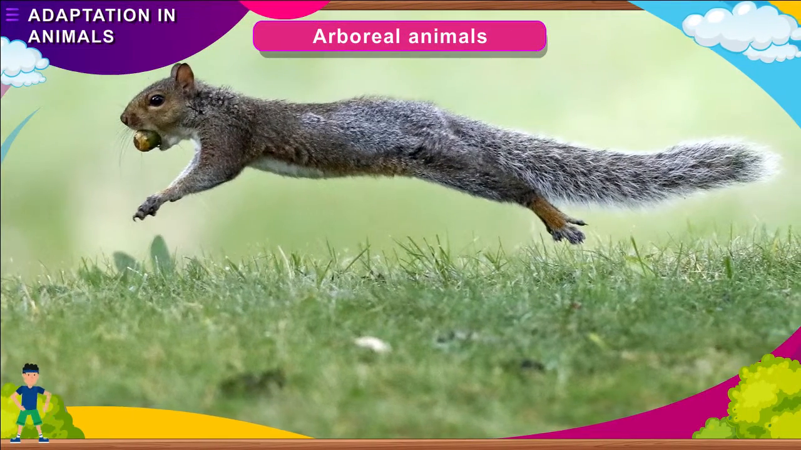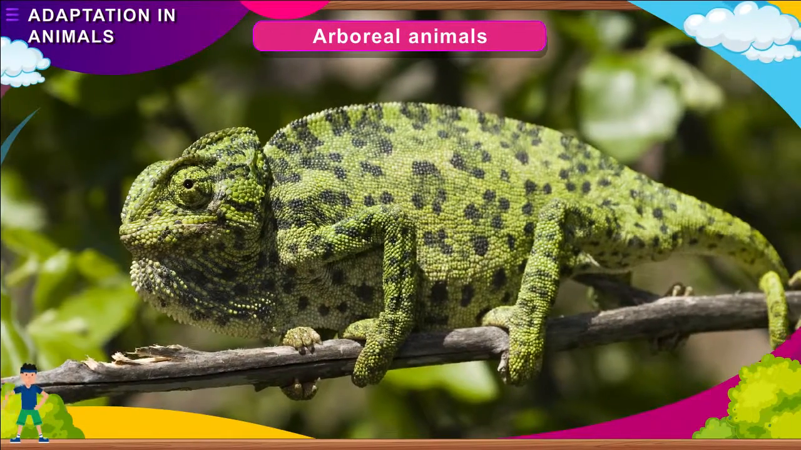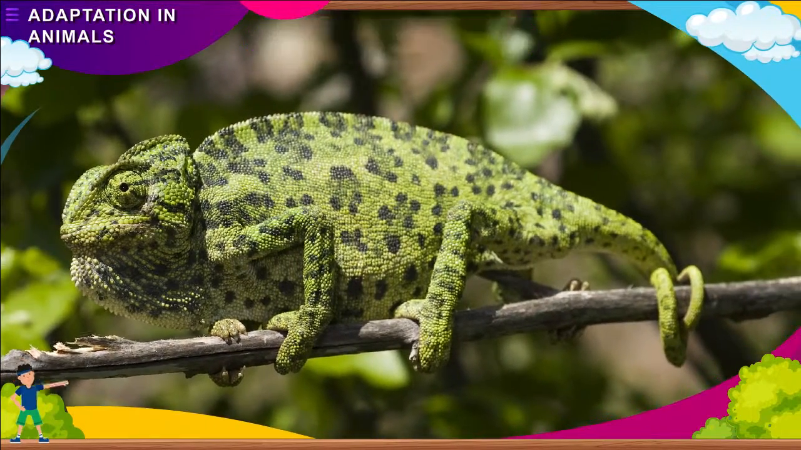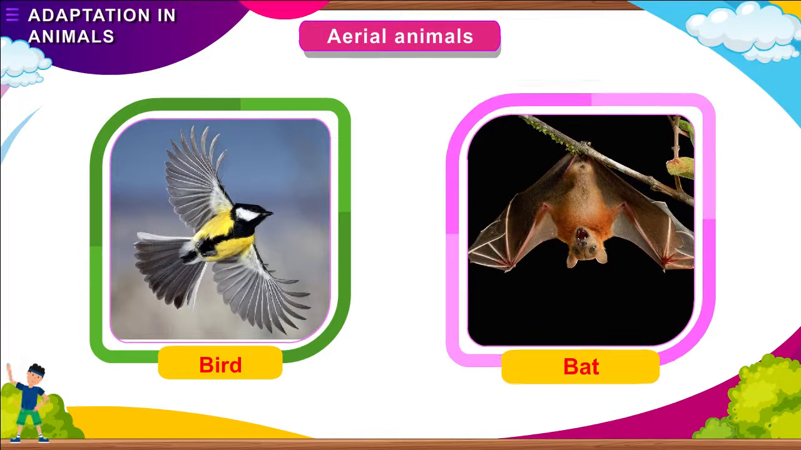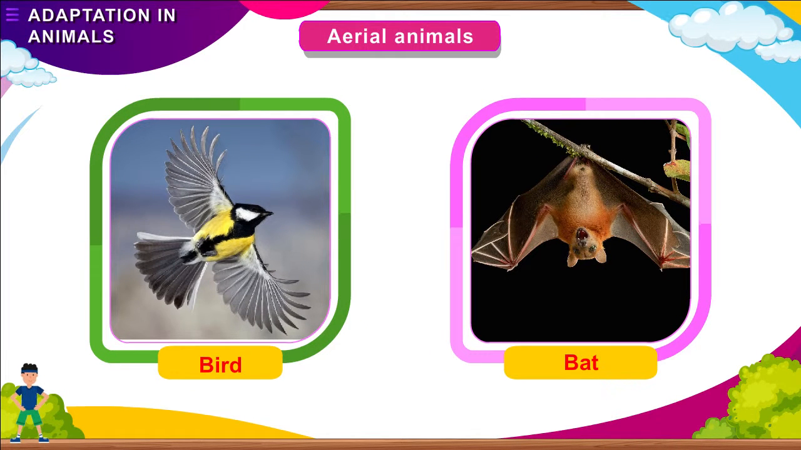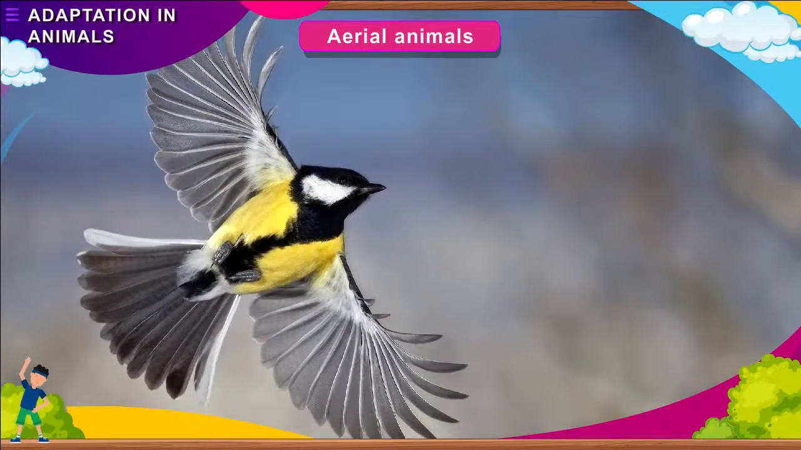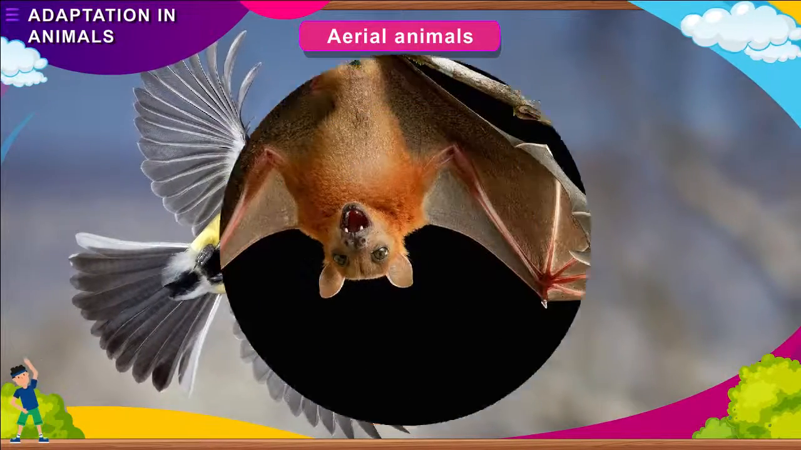Squirrels use their bushy tail as a balance when they run. Chameleons have long tails, which also help them to balance their body. Aerial animals. Birds and bats fly in the air. They are called aerial animals. Their bones are light and hollow. They have wings which help them to fly.